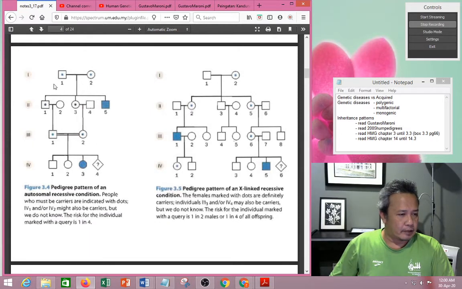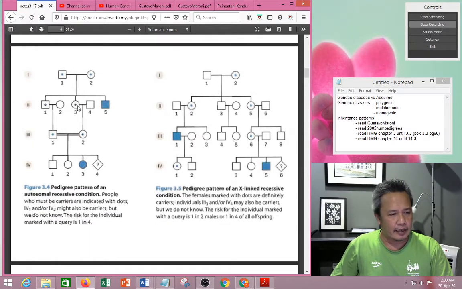Here is a pedigree of autosomal recessive inheritance. So you see the carrier, and then there's an affected individual, and you get another carrier. So carrier and carrier, a consanguineous marriage, and then you get an affected individual.